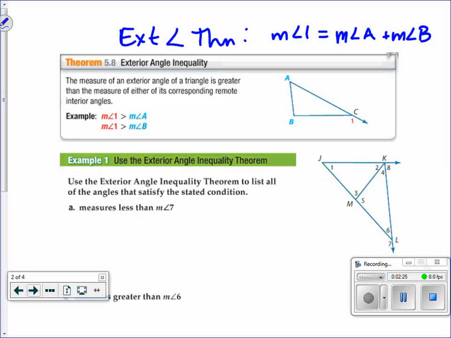And then that's associated to the definition of inequality. So if the measure of angle 1 is equal to the measure of angle A plus B, then angle 1 has to be greater than angle A, and it has to be greater than angle B because the two parts make angle 1.